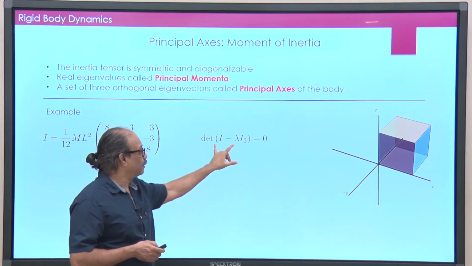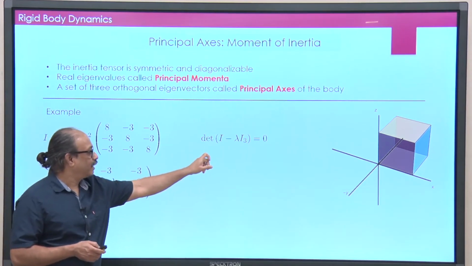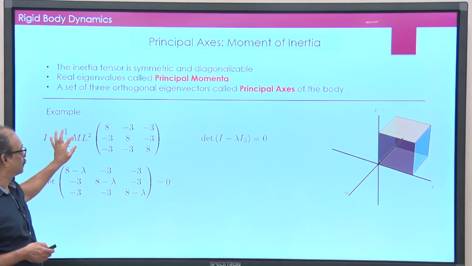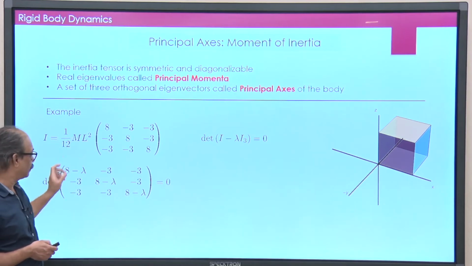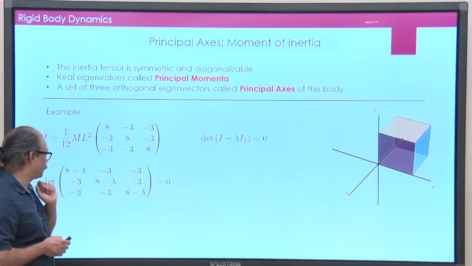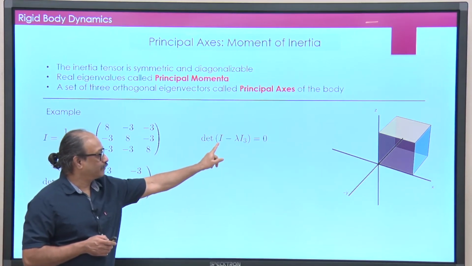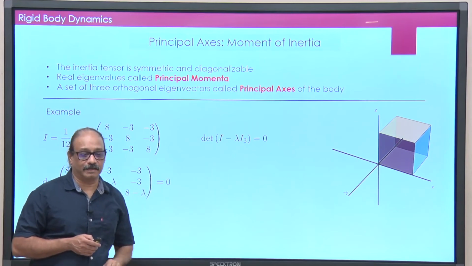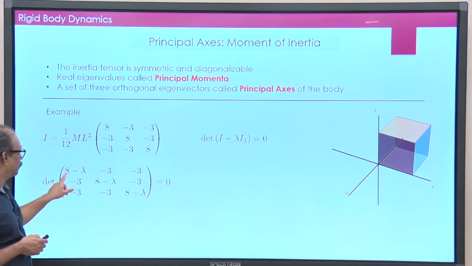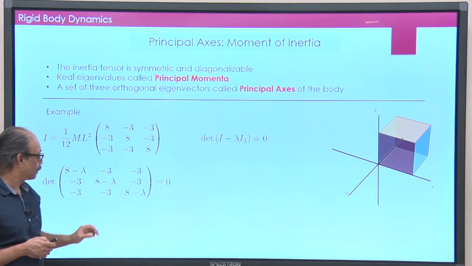This is a cubic polynomial. When I am looking at this, it really does not matter whether I worry about this extra multiplicative factor or not. I will first find the eigenvalues of this matrix and then multiply it by 1 over 12 ml square to get the actual eigenvalues of the moment of inertia tensor. So, I want the determinant of the moment of inertia matrix minus lambda times I 3. So, determinant of 8 minus lambda, that is basically coming from the identity matrix there.